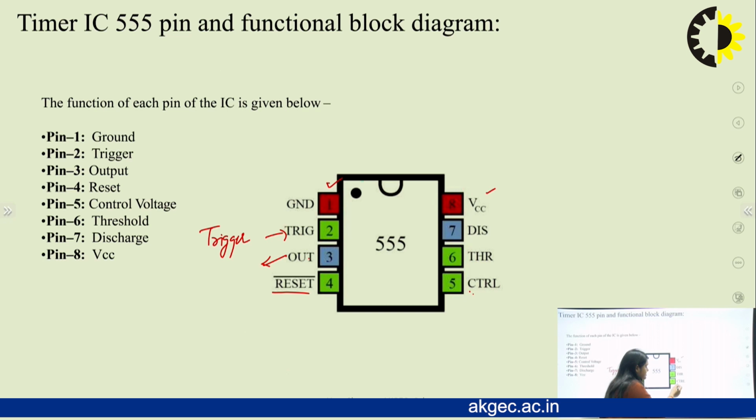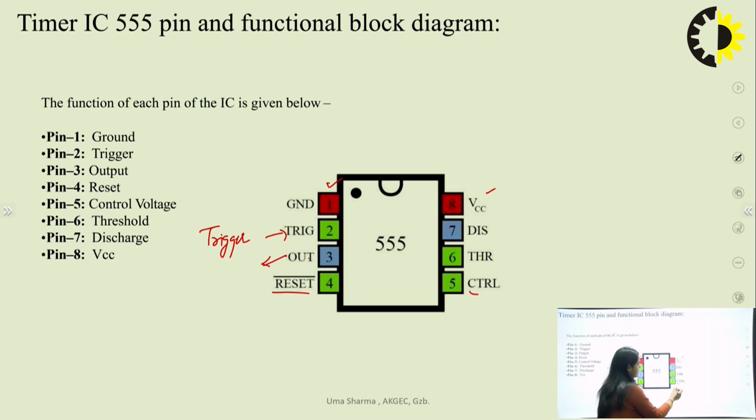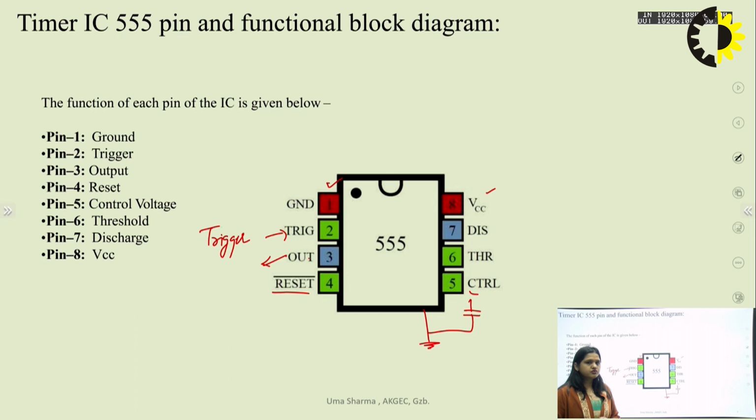Pin number 5 is a control pin. If we want to modulate the input, then we can use this control pin. Just by applying some voltage at the control pin, we can modulate the input signal. Otherwise, if we don't want to modulate the input signal, the control pin is connected to the ground with a capacitor. This capacitor is used to avoid any type of fluctuation, or noise signal. So this is generally a 0.01 microfarad capacitor connected between the control pin and ground.